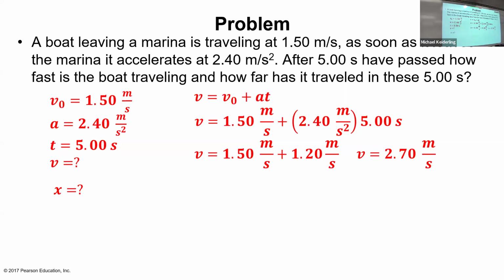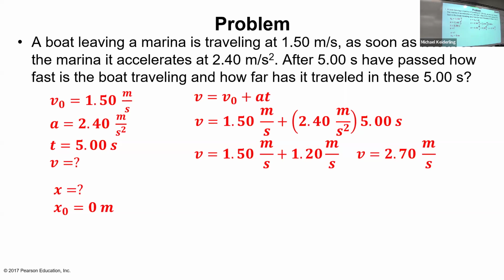We also are interested in x. Oh, I did them as if they were two separate parts, that's fine. So x here, position, well, we actually know our initial position. It's 0, because we're interested in how far it's traveled in those 5 seconds. So at time 0, it's at position 0. So we know initial velocity, acceleration, time, and x0, and we're looking for x.